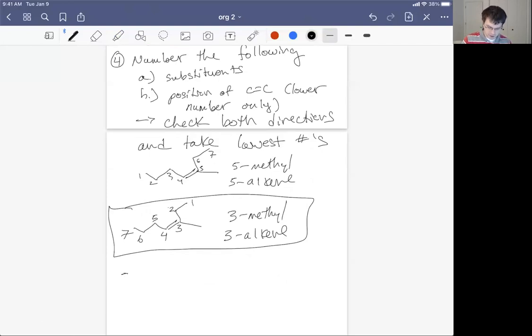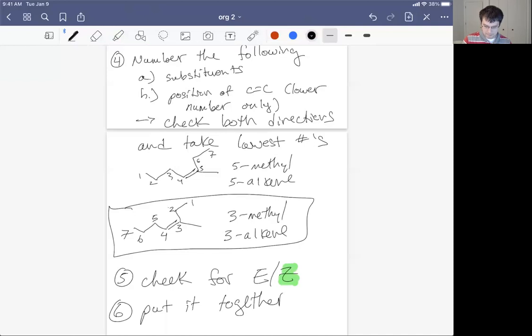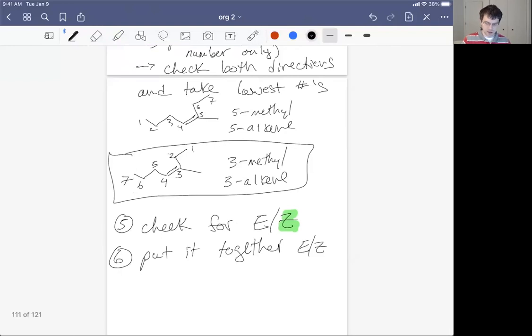And then last is check for E/Z, and that was Z. We've already done that for this particular molecule. And now we're going to put it together. Here we're going to apply a lot of the basic rules from Organic Chemistry 1. You have these substituents, put them in order. If you have multiple of the same thing, add di, tri, tetra with numbers. You'll get good at it the more you practice it. There are examples and problem sets, so just work through it.